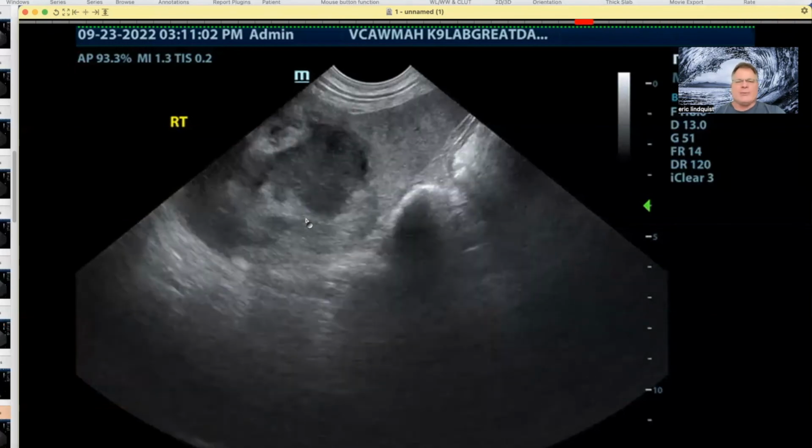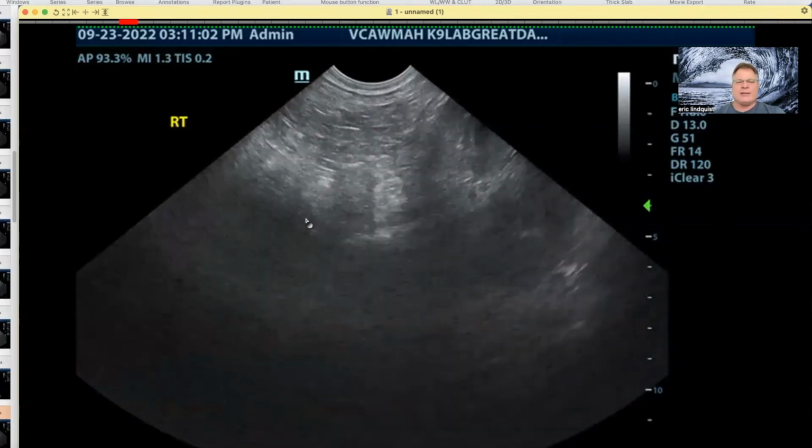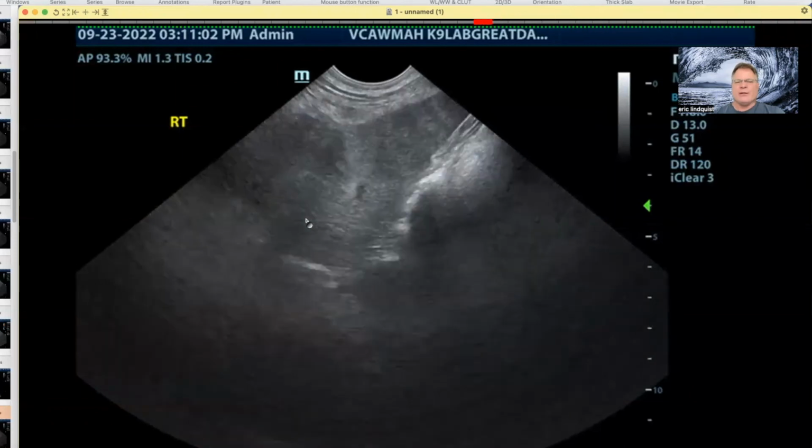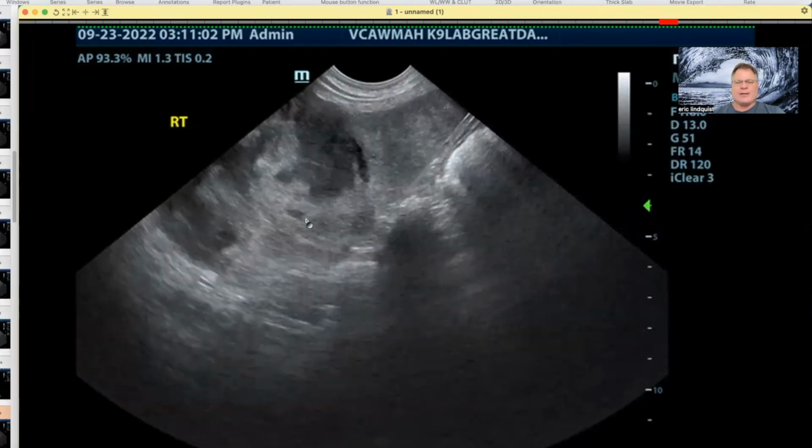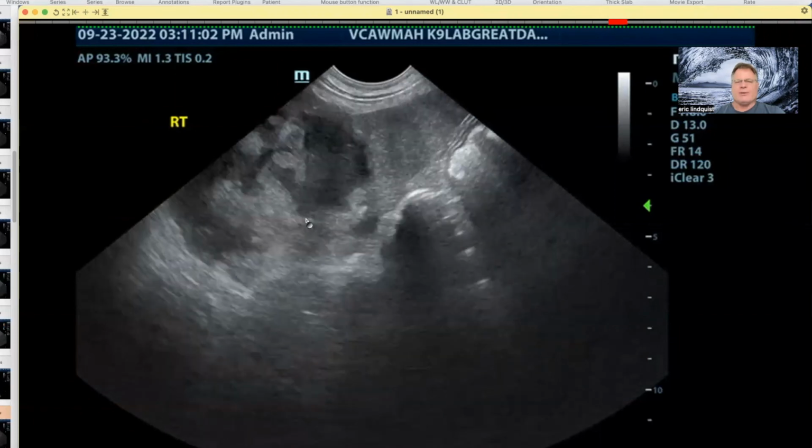So anyway, hope this little tip helps you distinguish splenic masses from other masses, so you can go in and find surgically what you saw sonographically.